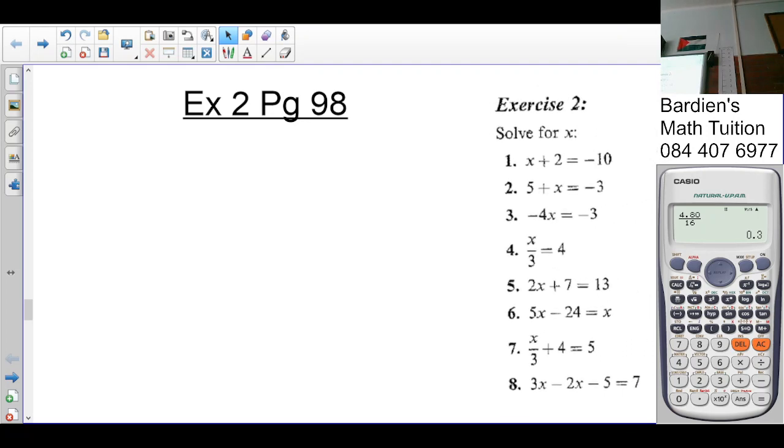Negative 12, correct. Number 2? Negative 8, correct. Number 3? Negative 7. You want to agree with that? No. Negative 3? No. Negative 3? That is negative. No.